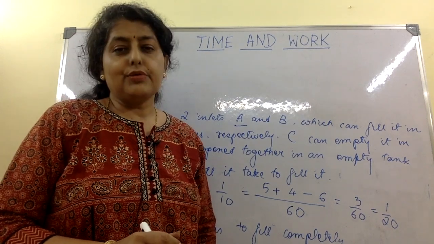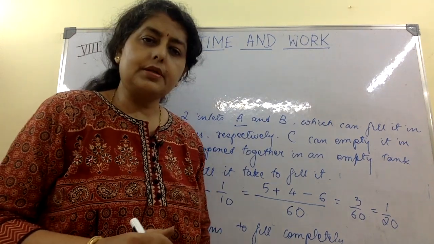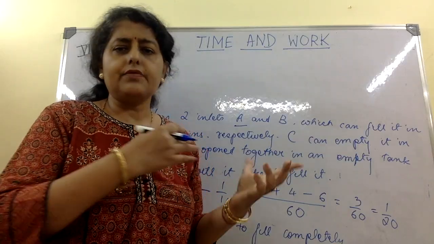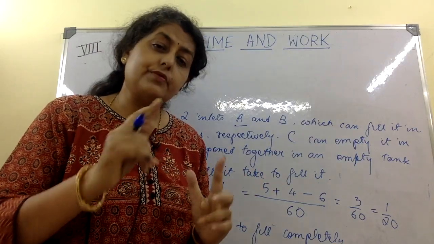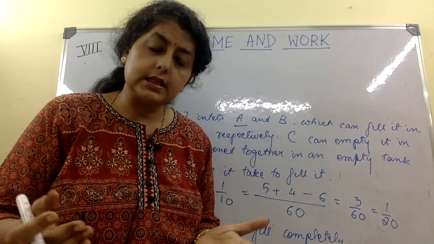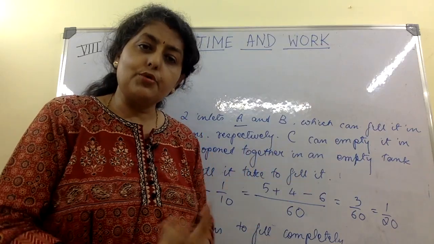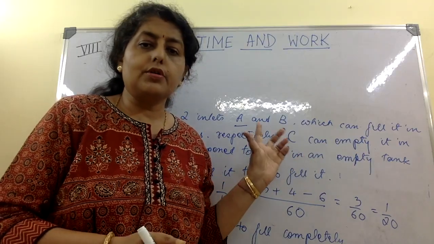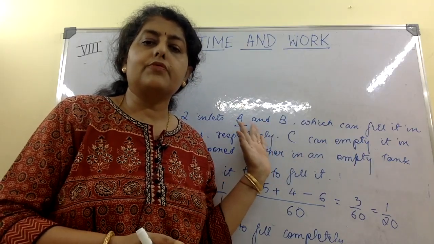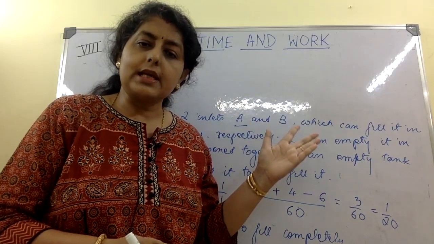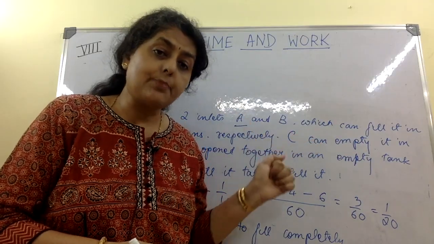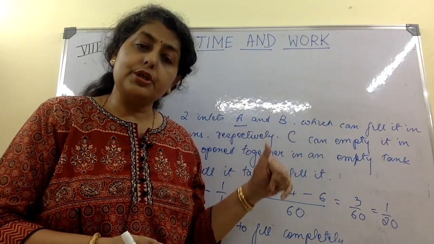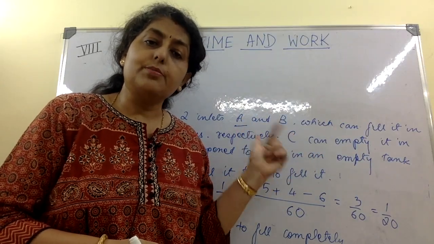So those were a few of the questions from time and work. I tried to take every type. The other questions in this chapter are of this type only. Maybe in place of only A, B, they will use A, B, C. Then you will have to add one more value to it. You can do it for as many taps as you want. The only thing is the tap which is removing water has to be with a minus sign. The one which is putting in water has to be with a plus sign.